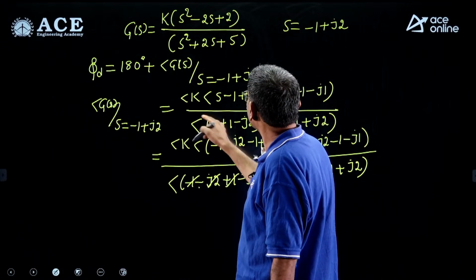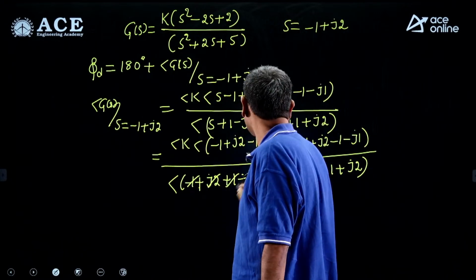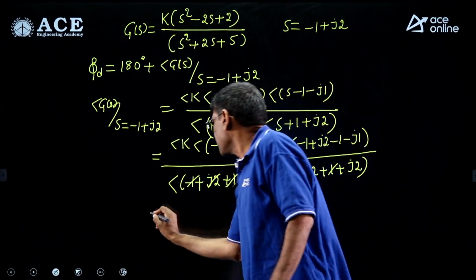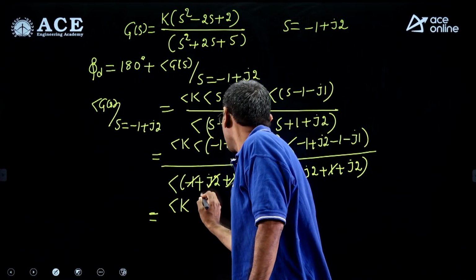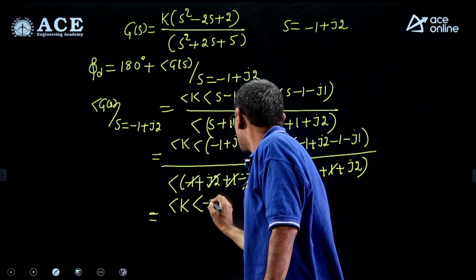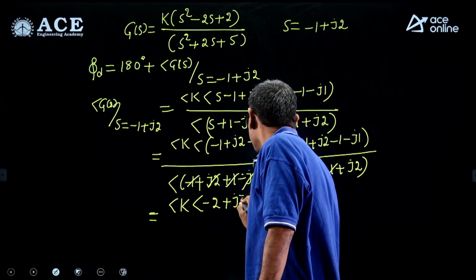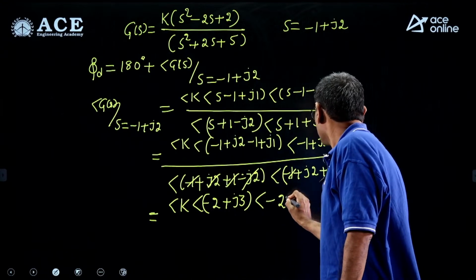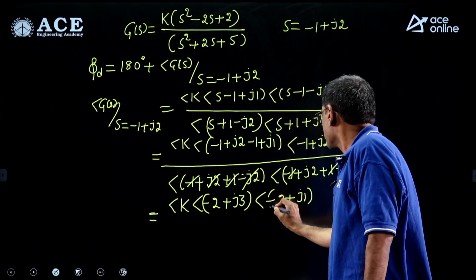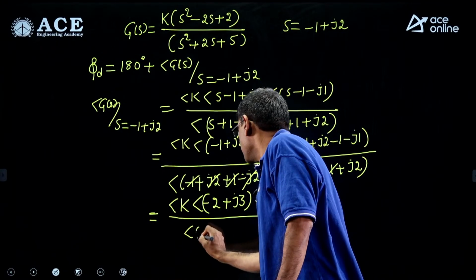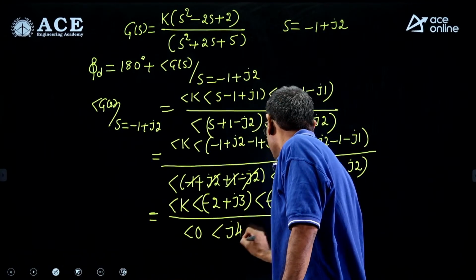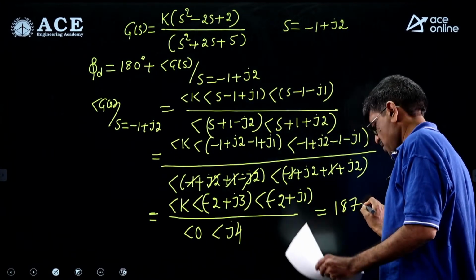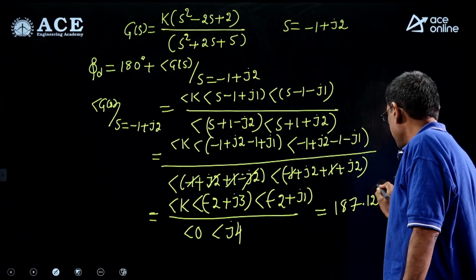-1 plus J2 minus 1 plus J2. So these two cancelled, and then here -1 this is cancelled, and then if you write this you will get angle of K, angle of here -2 plus J3, angle of here -2 plus J1 divided by angle of 0, angle of J4. Then find these angles, you will get 187.12 degrees.